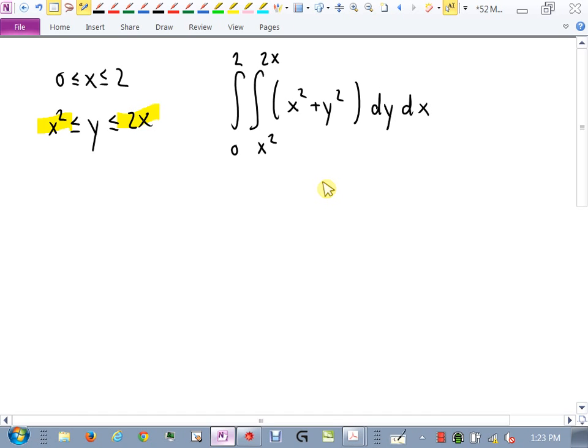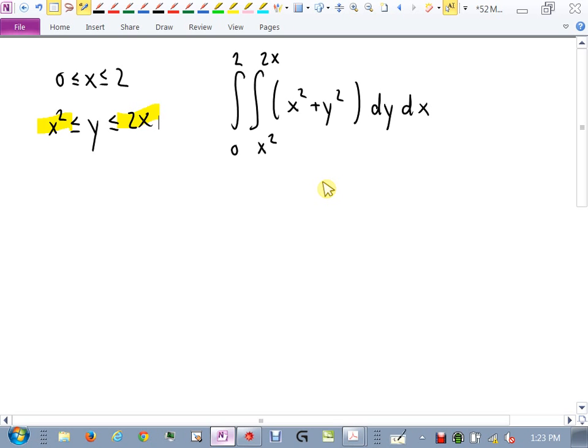Now, do I need to go through the integration, or is the setup of it okay? How do y'all feel about that? You okay with me just setting it up? You integrate that with respect to y first, plug in x squared for y, and then 2x, subtract. You'll get a nice polynomial.